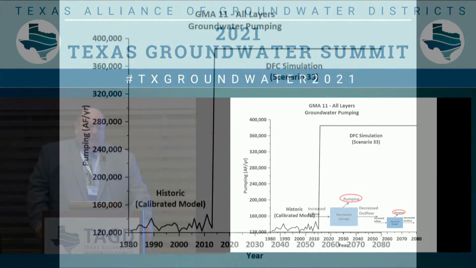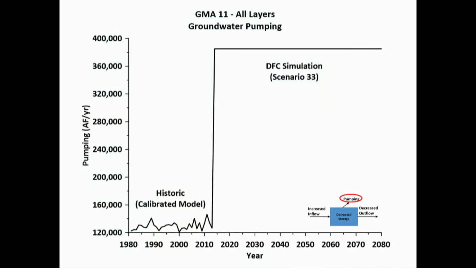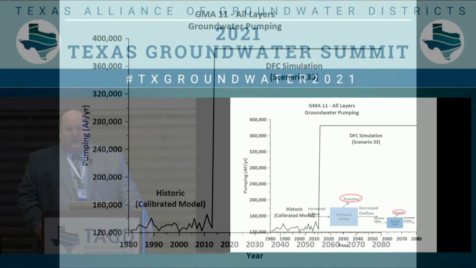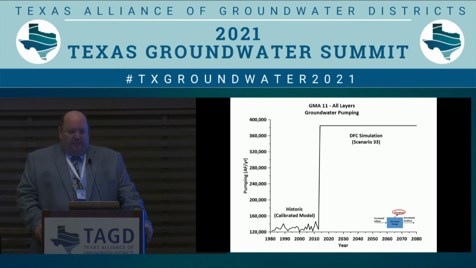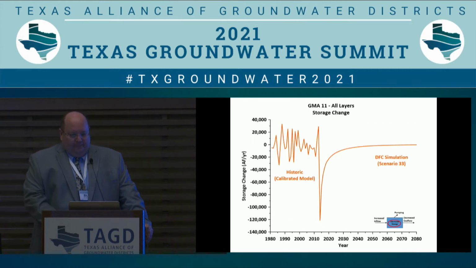So again, in the lower right, we'll see our little diagram of we're turning on the pumping in our little groundwater budget cartoon. And you can see from 1980 to 2013, pumping of about 130,000 acre feet, and then boom, Scenario 33, it bumps it way up. So what are the impacts of that from a water budget standpoint?